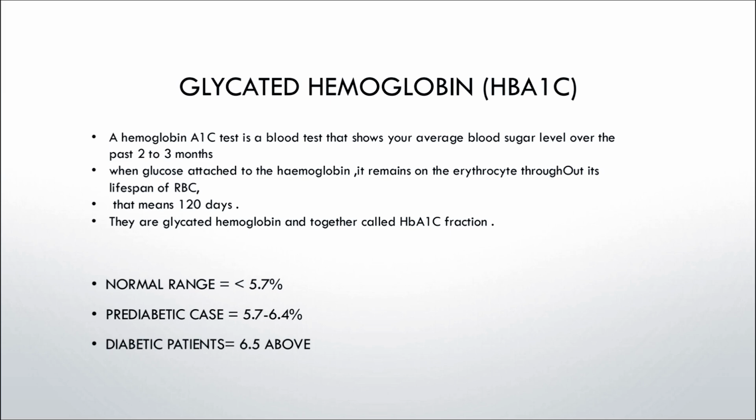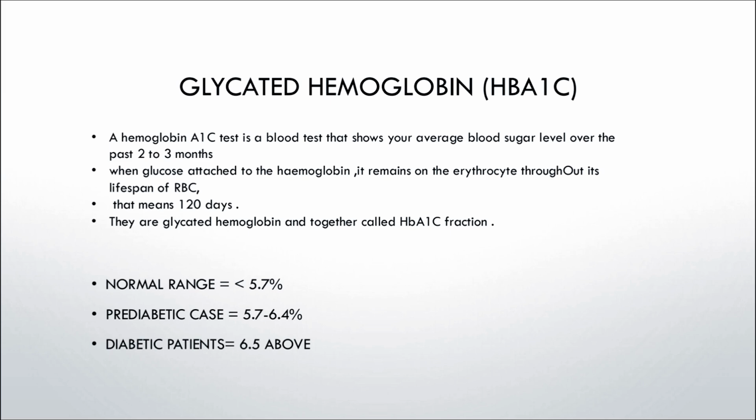Glycosylated hemoglobin or HbA1c. The hemoglobin A1c test is a blood test that shows your average blood sugar level over the past 2 to 3 months. When glucose is attached to hemoglobin, it reflects the lifespan of RBC. That means glucose is attached to the RBC surface. Generally, we know that the RBC's lifespan is 120 days. That means the glucose is on the RBC surface up to the lifespan of the RBC, that means 120 days. So this hemoglobin together is called the HbA1c fraction.